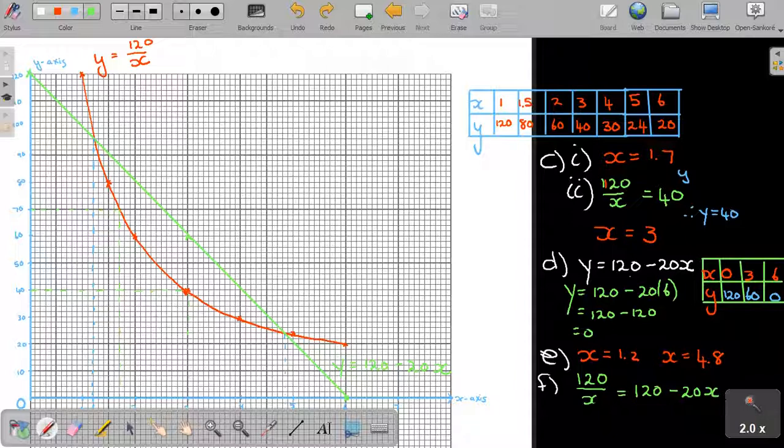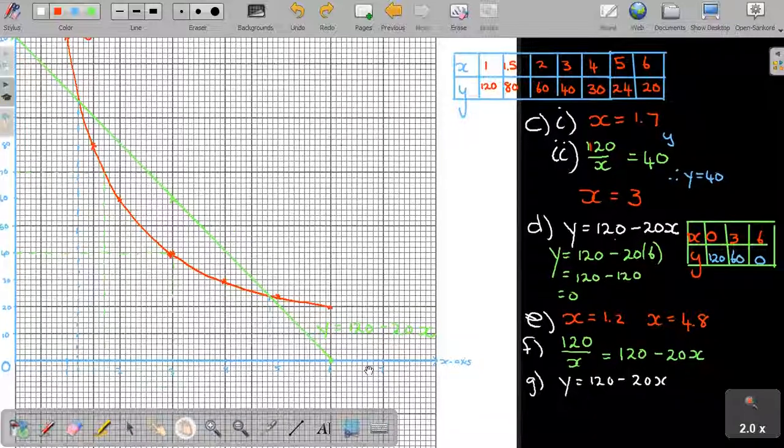And then find the gradient of the graph. Now I just want to show you the gradient. Okay, so it's y equals 120 minus 20x. And again, I'm going to move it up a little bit. Now, we're just going to read it down. It's the constant in front of x, that's the gradient, but remember to grab the sign. So, therefore, the gradient equals negative 20. Okay, and that's how you do it.